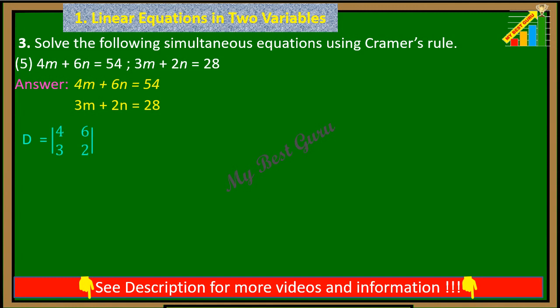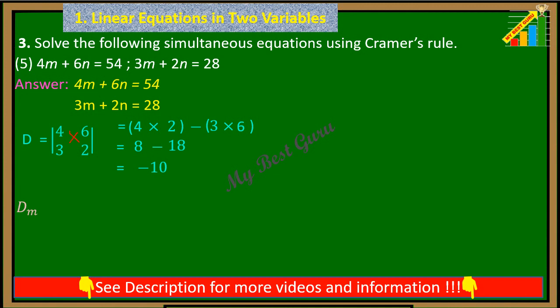So D is equal to again A and B. So the coefficients are 4, 3 and 6, 2. So here it is 6 and here it is 2. Just cross multiply that, you will get the value of D. So 4 multiply with 2 minus 6 multiply with 3. So 4 multiply with 2 is 8 minus 6 multiply with 3 is 18. So 8 minus 18 is minus 10.